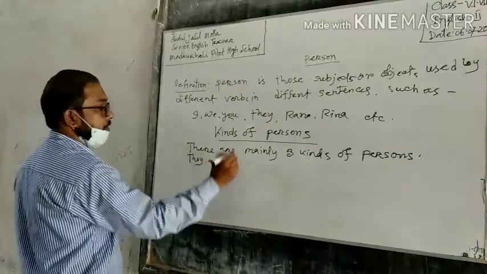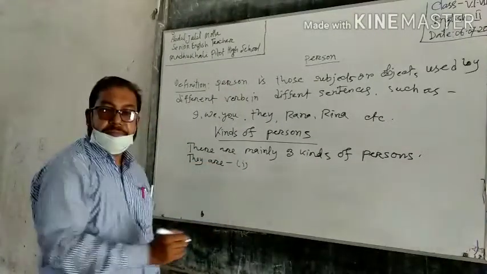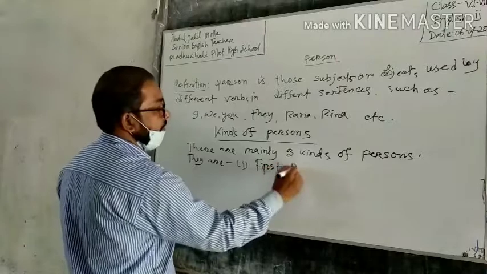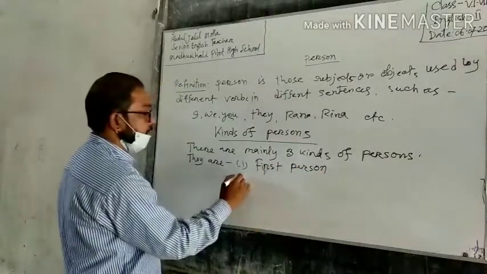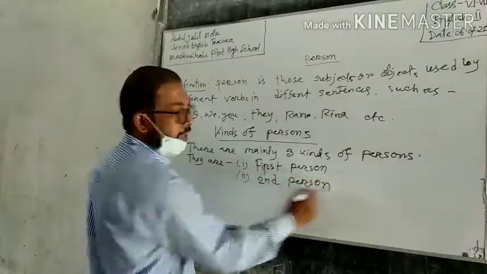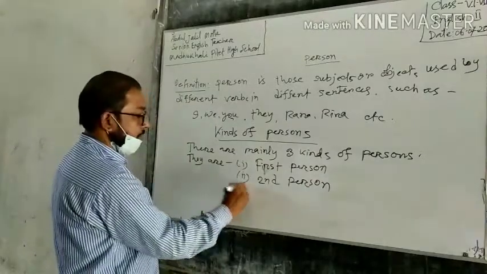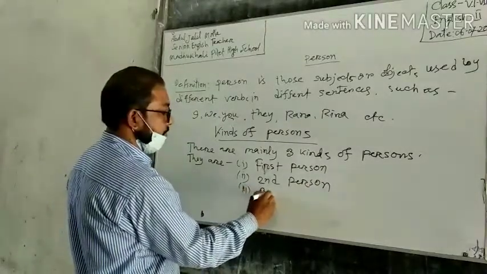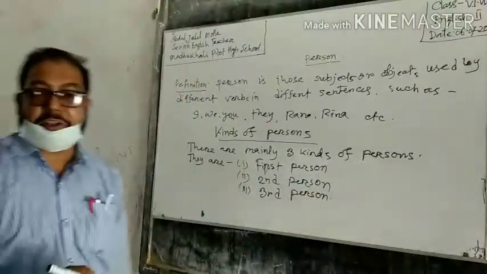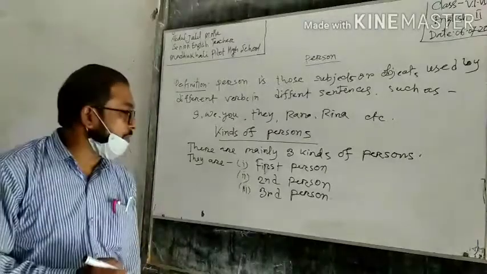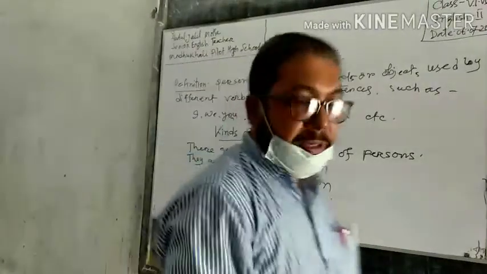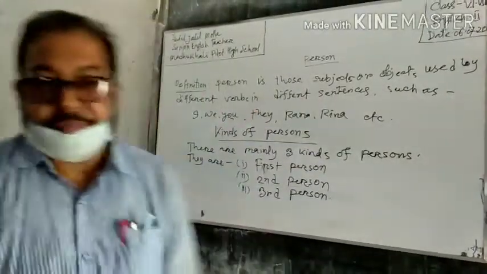They are: number one, first person. Number two, second person. And number three, third person. Okay? You have already got the kinds of persons. They are first person, second person and third person. Now I'm trying to describe in detail the different types of persons.